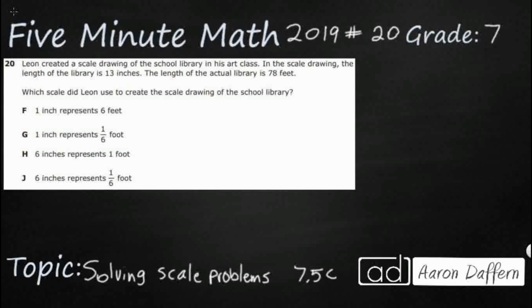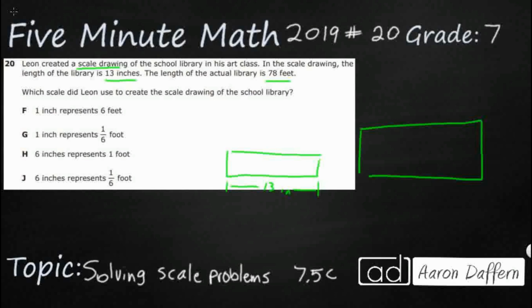So Leon is creating a scale drawing. That means we're going to have some proportional images or items here. In the scale drawing, the length of the library is 13 inches, and the length of the actual library is 78 feet. So let's say we've got our scale drawing here, and our length is going to be 13 inches. And then we've got, let's say, the actual library here. Obviously, this would just be a representation. That's going to be 78 feet.